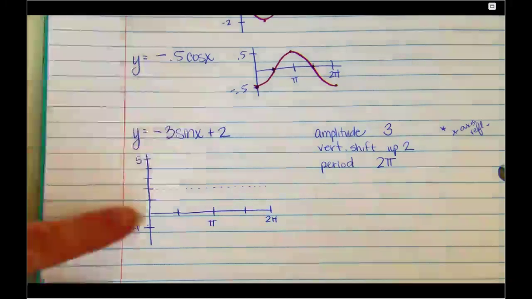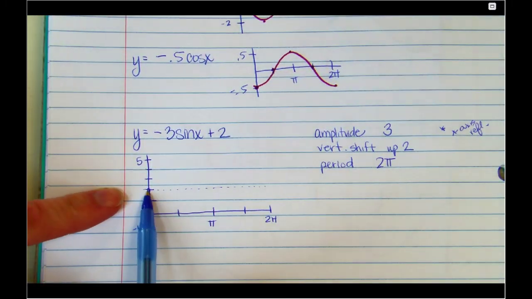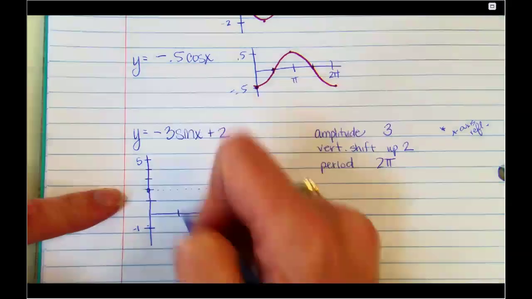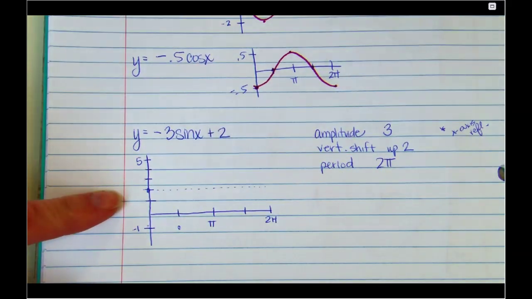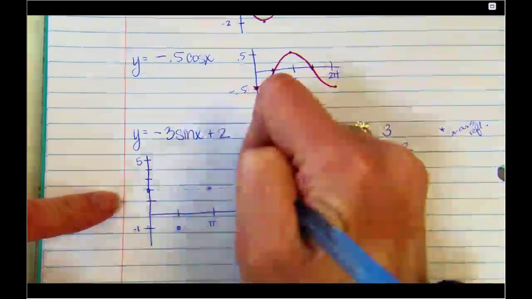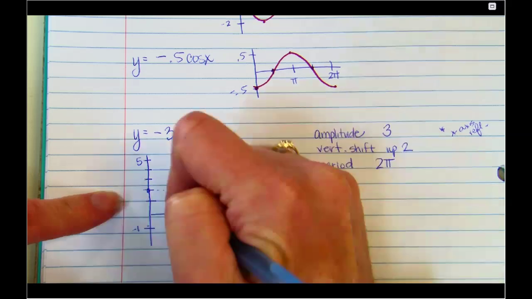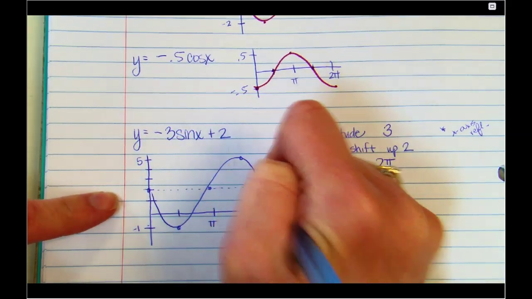So sine starts at the middle, but remember that here's your new middle. So instead of going up, it goes down. So it's going to go down 3 from its midline. Okay, so the reflection happens along my dotted line. Down 3, back to the middle, up to the top, back to the middle. Looks like that.